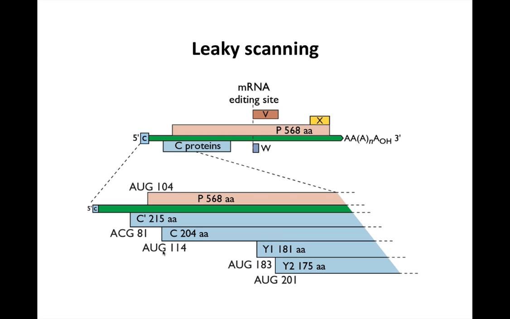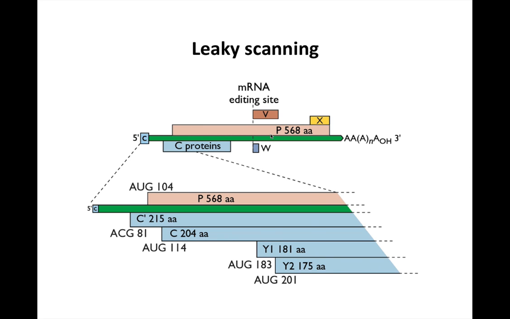And then finally you reach 114, and this is a good AUG in a good context, so the remainder of the ribosomes initiate there. There are also two downstream initiation sites at 183 and 201, and these are initiated by ribosome shunting. Remember the mechanism where ribosomes load on the 5' end, scan a bit, and then they leap over distances, and in here they're leaping down to AUG 183 and 201. So two more proteins are made there.